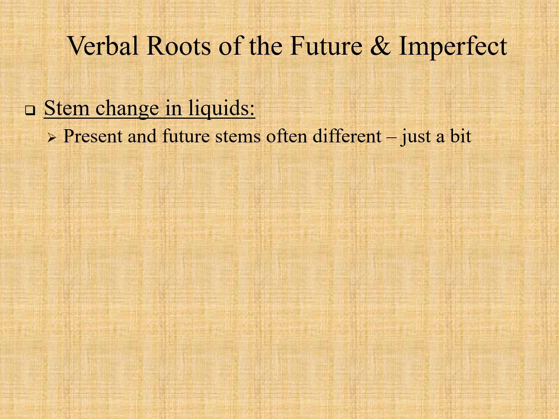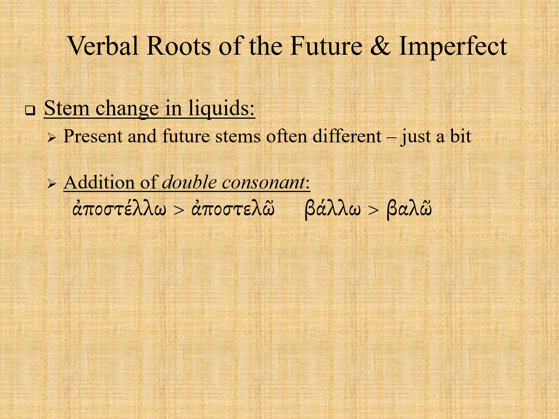So we can see that in the liquid verbs, the present and future stems often are different, but just a little bit. So let's take an example here. In some situations, we have an addition of double consonant. So apostello, notice two lambdas, is present tense, and then in the future it is apostelo. So I send, I will send. Similarly, ballo becomes balo.